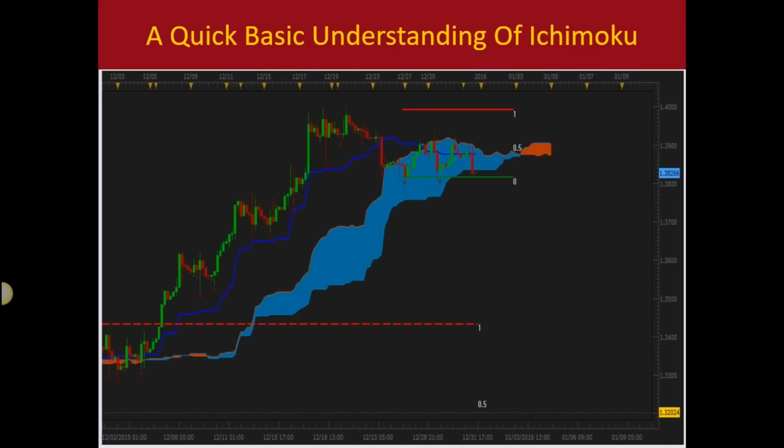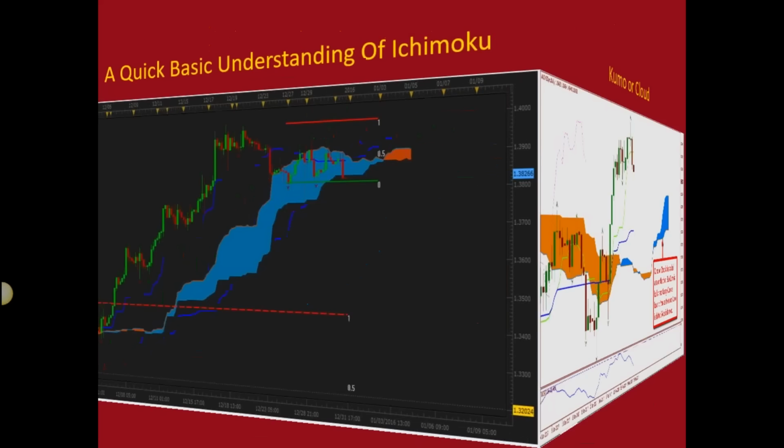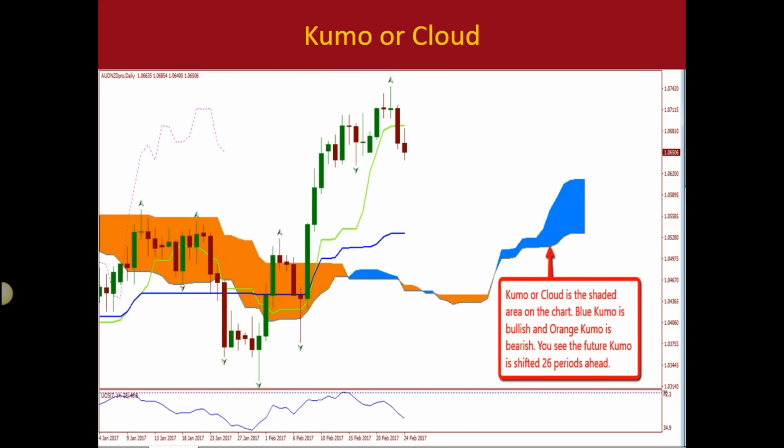So we need to do a quick basic understanding of Ichimoku so that you can understand the strategy when we start talking about it. All right. So the Kumo cloud, which is the shaded in area of the system, which is the blue and then the goldish here, is going to represent your future, and it's going to represent support and resistance levels, and the strength of the trend and everything to that nature. So it's going to be shifted 26 periods ahead.